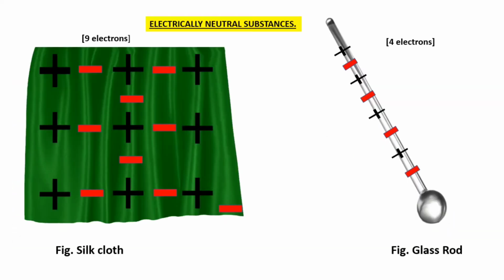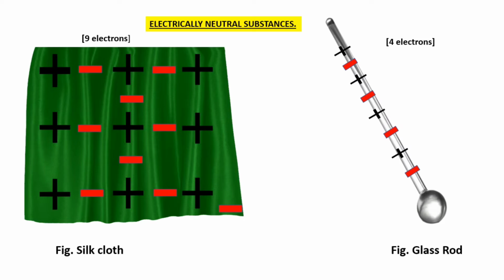Let's go next. You can see here I have a silk cloth and another, the glass rod, and both are electrically neutral substances. Why electrically neutral? Because the number of electrons and protons are the same. The numbers of positive charges and negative charges are the same. You can see here I have 9 electrons and 9 protons, and in the glass rod I have 4 electrons and 4 protons. Now these two are electrically neutral substances.